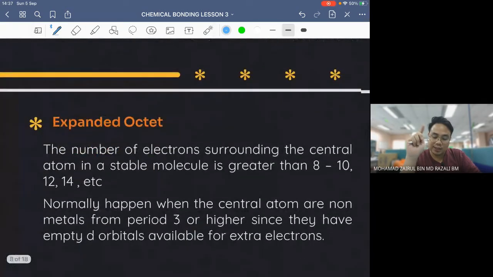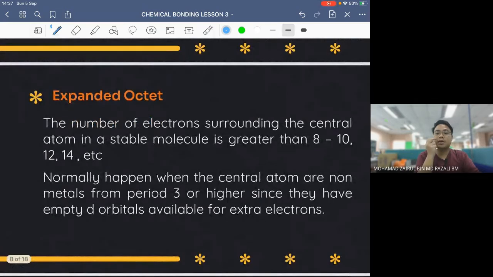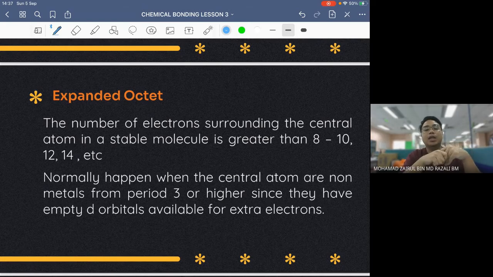Okay, the next exception to octet rule is the expanded octet. So expanded octet ini happen when the total number of the valence electron surrounding the central atom in a stable molecule is greater than 8. So 10, 12, 14 and etc. So normally until 12 je lah, sebab if I'm not mistaken tak ada lagi elemen yang boleh form 7 bond. Okay, if I'm not mistaken lah. So saya tak sure. Okay, so then expanded octet ni normally happen for a non-metal.